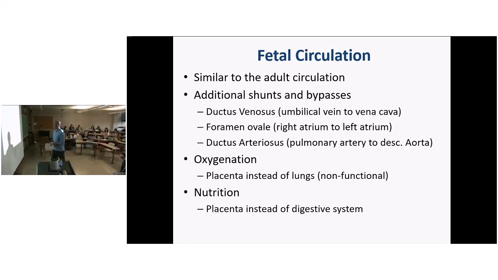Okay? And this is the ductus arteriosus. This is one that binds, or basically you have a shunt that goes from the pulmonary artery to the descending aorta. Again, it is just a few shunts that they have. Eventually, they close and they become exactly like the adult circulation by the time the fetus is actually born. If it doesn't, you may have some problems.